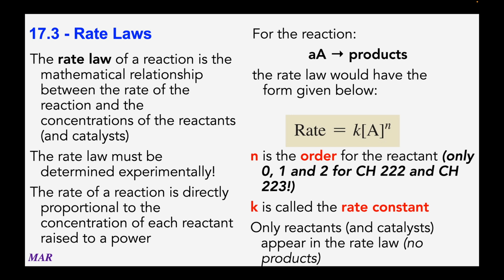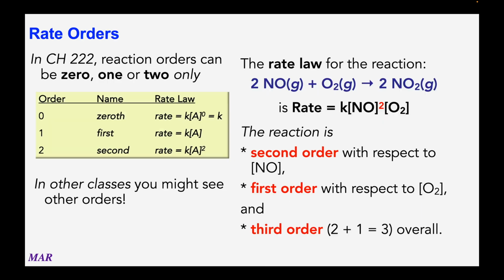And you do need the rate constant K. K is a value that's independent of concentration. It does change with temperature, but rate constant Ks are just numbers, and we'll talk about how to do all of this here in a little bit. In Chemistry 222 and Chem 223, those orders will be 0, 1, and 2 only, and they call them zeroth, first, or second order. I don't really like that term, but that's what they call it.